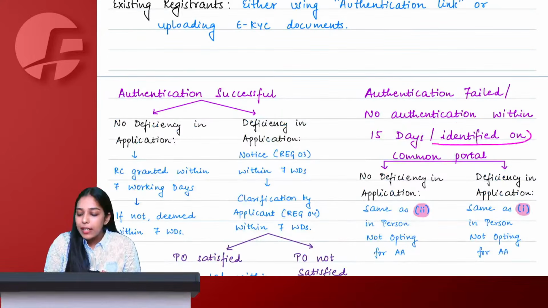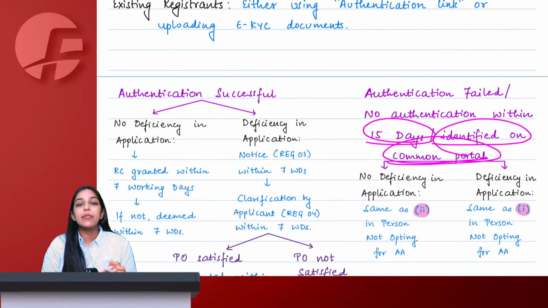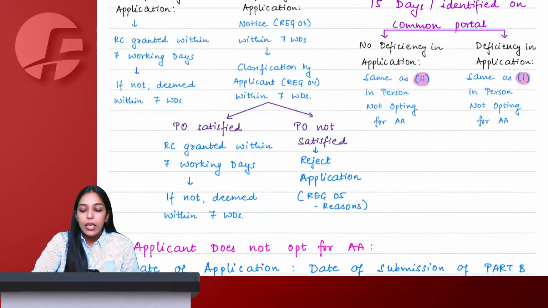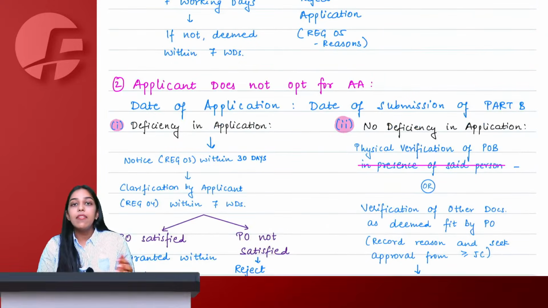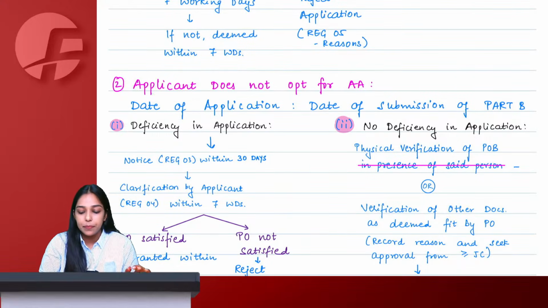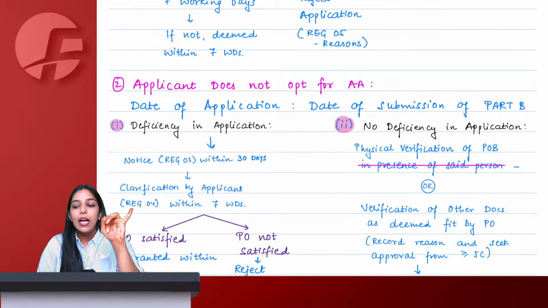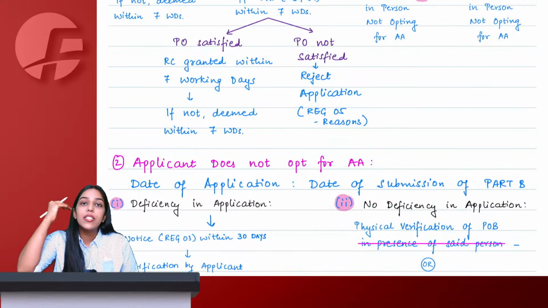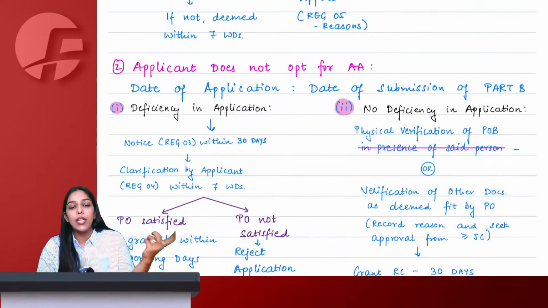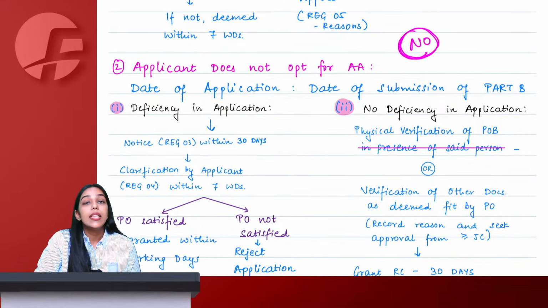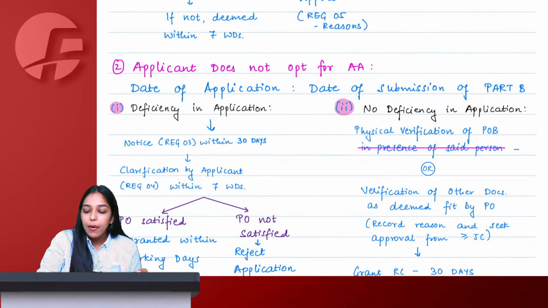Okay. So let's say I am identified on the common portal, or 15 days have elapsed and I have not done authentication, or my authentication has failed. If any of these things have happened, then we will treat it exactly as if we have not done Aadhaar authentication. If authentication has failed, I am not doing it, or I am physically called at the office, then it will be treated as the same as if, while filing the application, I selected no for Aadhaar authentication. If I selected no for Aadhaar authentication, then what will be my date of filing the application? Ma'am, of course, the date when I submit my Part B.